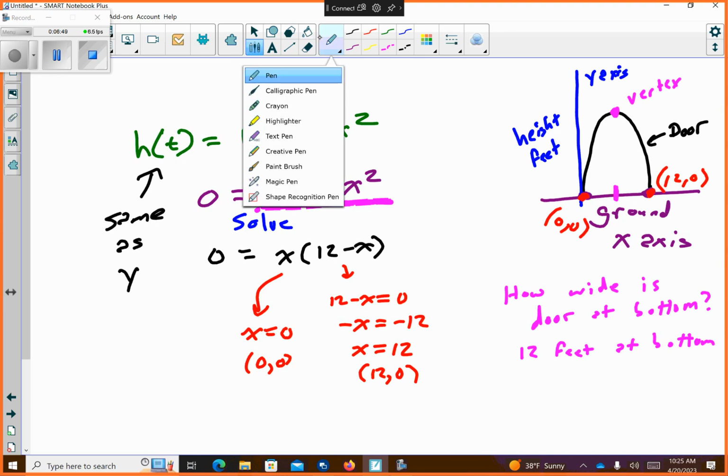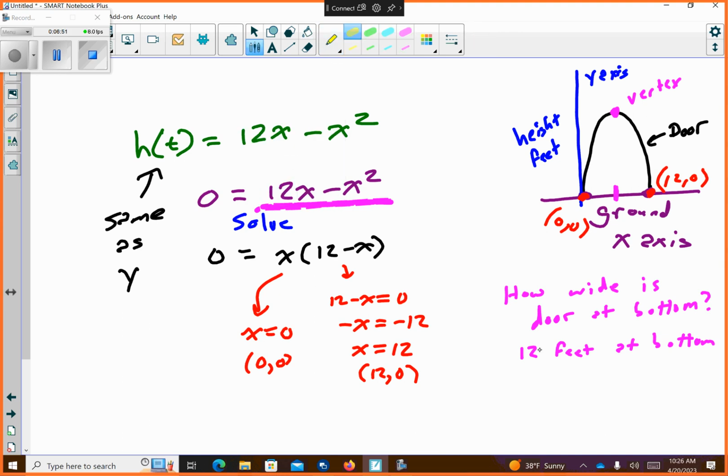Okay, so let me just highlight where this is on our graph. So we have 12 feet from the bottom. So from this distance to this, that yellow distance right there on our little diagram is 12 feet.